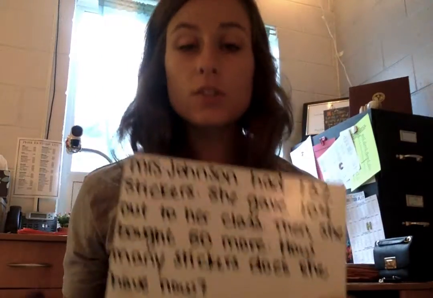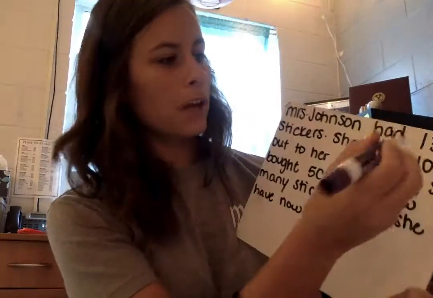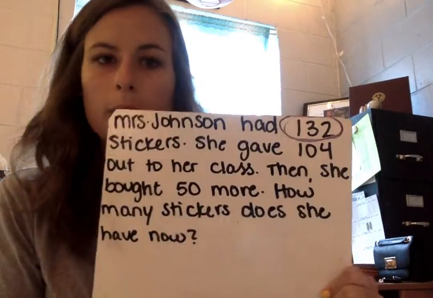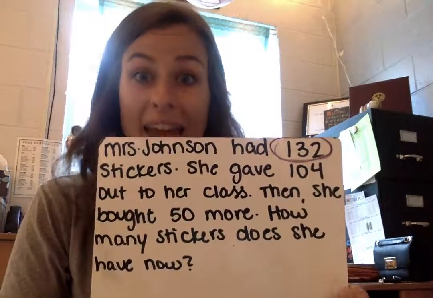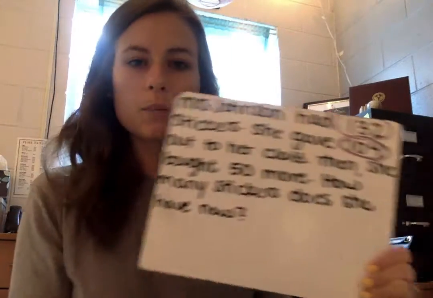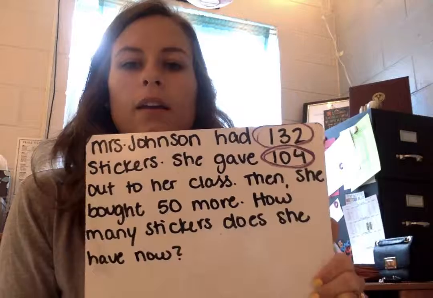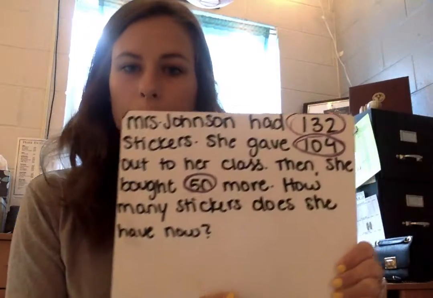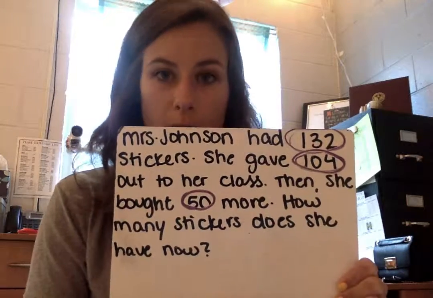So the C is to circle our numbers. All right, so Ms. Johnson had 132 stickers. We want to circle that. That's important, okay? Then it says she gave 104 stickers away. Okay, so I want to circle that. And then it says she bought 50 more. So I'm going to circle that too. All right, so I circled all of my numbers.